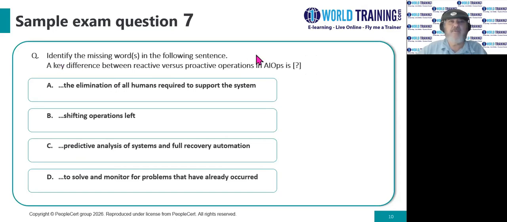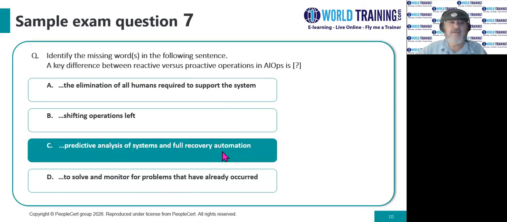Okay, identify the missing words in the following sentence. The key difference between reactive versus proactive operations in AIOps is the elimination of all humans. Oh, I hope not. Shifting operations left? No, not really. Predictive analytics of systems and full recovery automation. Yes, that sounds good. Proactive and predictive. D, to solve and monitor for problems that have already occurred. I think so. I think C is a better answer.